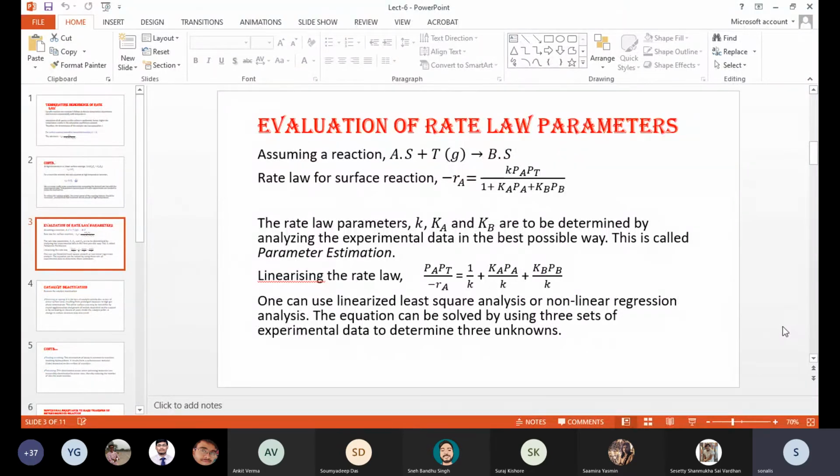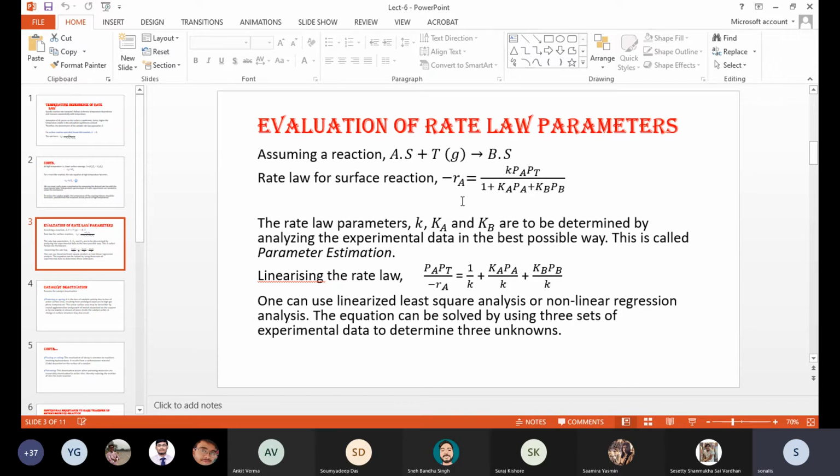Now, we can write this rate equation with the surface reaction as the rate limiting step: minus RA is equal to Kpa Pt by 1 plus capital Ka plus capital Kb. Small k is the surface reaction forward rate constant, Pa is the partial pressure of A, Pt is the partial pressure of T, and as T is not adsorbed, we don't write any T term in the denominator. A and B are adsorbed, so we have to write 1 plus Kapa plus Kbpb.